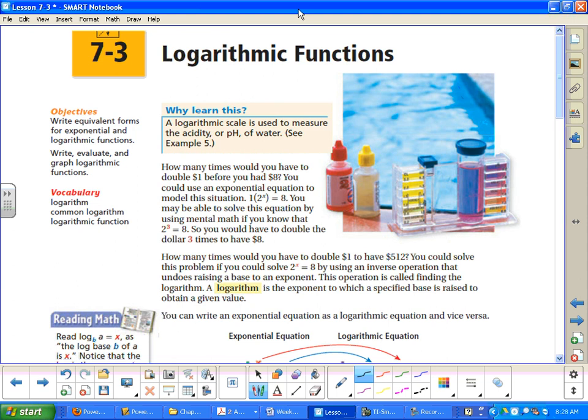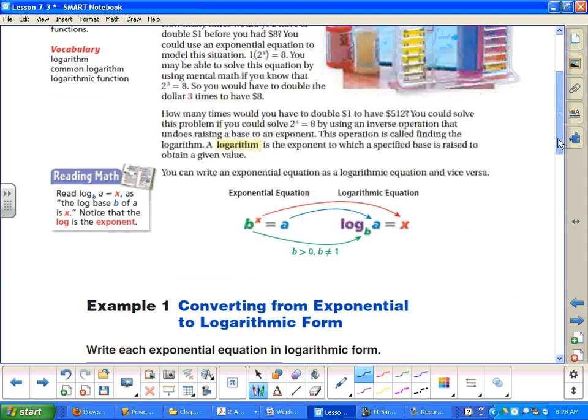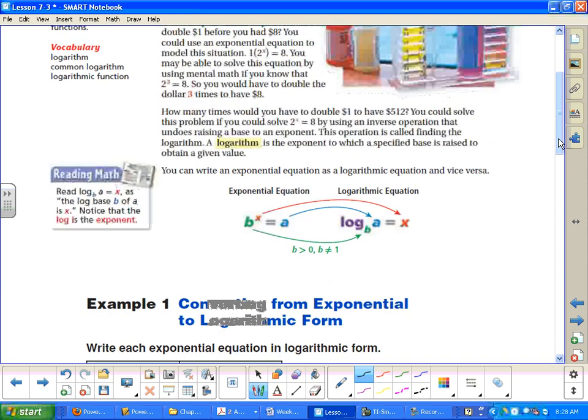Well, lots of times that's not so simple. What about doubling the dollar to get $512? You could solve that equation also, 2 to the x, just like we did 2 to the x equals 8, by using inverse operations. In the last couple lessons, you've looked at inverse operations with linear functions. We're going to look at inverse operations with exponential functions today. And when we look at the inverse of an exponential, we're talking about something called logarithms.